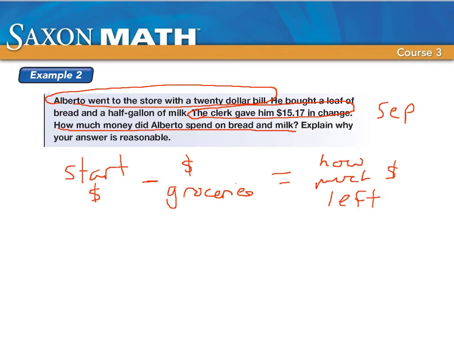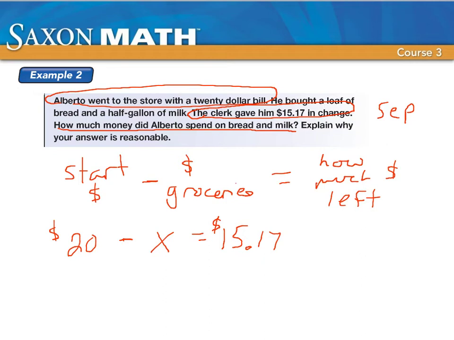Alright, well, now let's use what we know to fill this stuff in. First thing I got circled is he went to the store with $20. That's his starting money. Minus how much he spent on groceries. I don't know how much he spent on groceries. That's what I'm trying to find out. So let's put a variable there. And how much money he has left, well, that's the same thing as his change the clerk gives him, $15.17. Okay? So our job is to figure out how much money he spent.